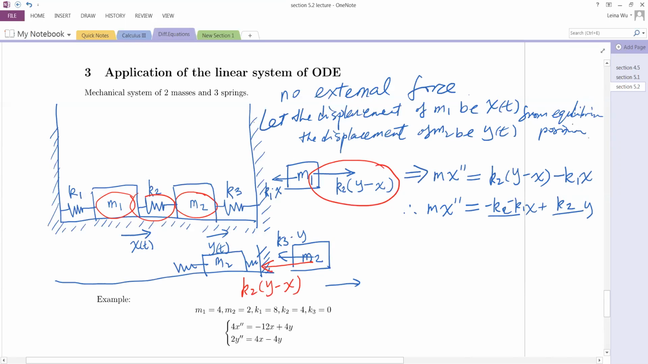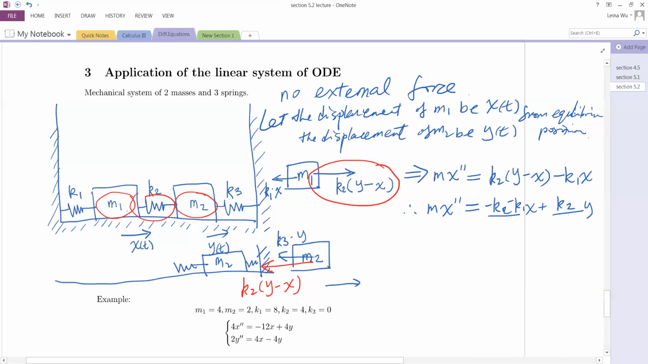What do you mean by K2 x minus y? So you said that they're... oh wait, no, never mind. It makes sense now, sorry. In this case, both M1 and M2 are moving towards the right. Their displacement is to the right, because right is the positive direction, right? Okay. So we talked about this last time.